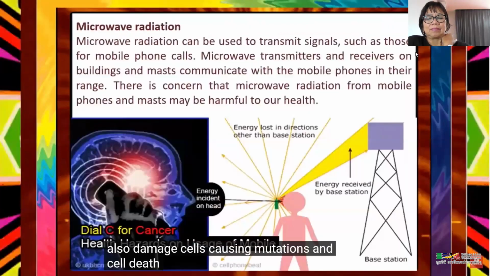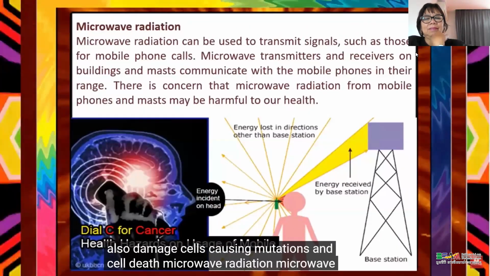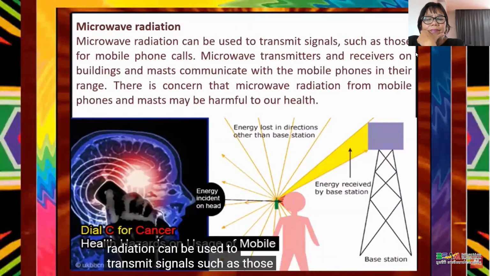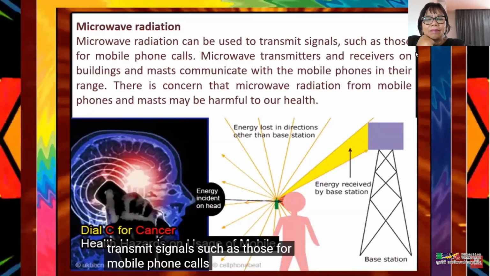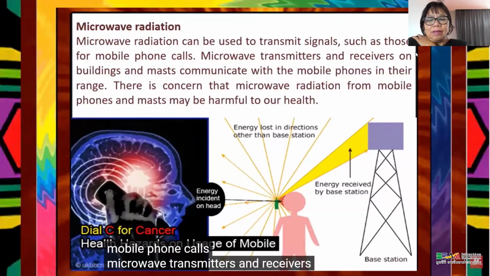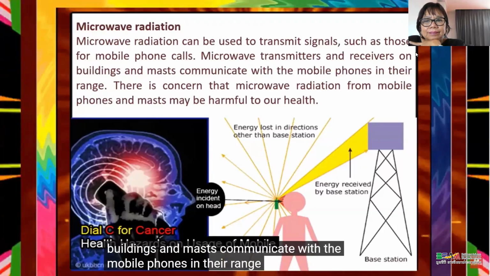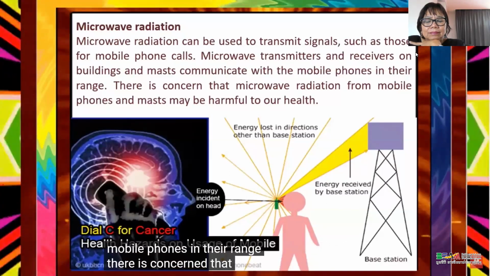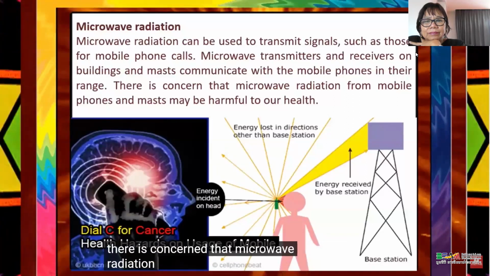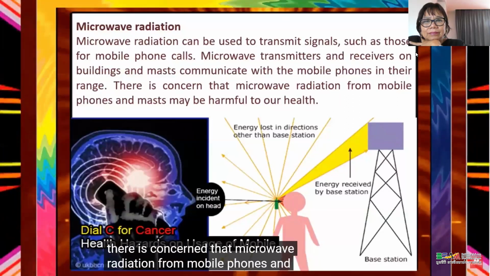Microwave radiation can be used to transmit signals, such as those for mobile phone calls. Microwave transmitters and receivers on buildings and masts communicate with the mobile phones in their range. There is concern that microwave radiation from mobile phones and masts may be harmful to our health.